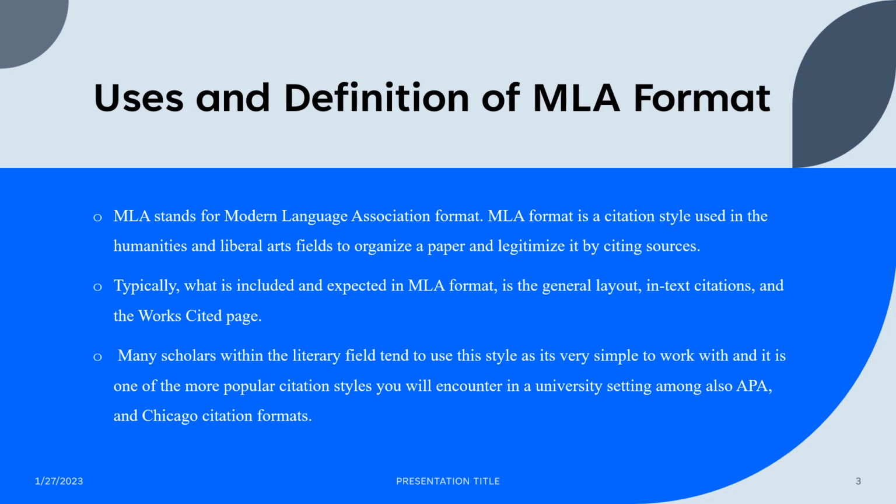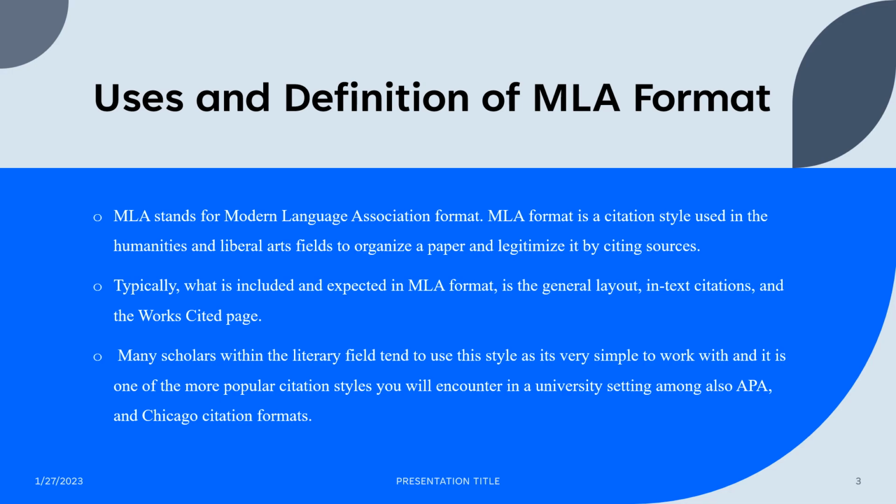MLA, which stands for Modern Language Association Format, is a citation style used in the humanities and liberal arts fields to organize a paper and legitimize it by citing sources. Typically, what is included and expected in MLA format is the general layout, in-text citations, and the works cited page. Many scholars within the literary field tend to use this style as it's very simple to work with, and it is one of the more popular citation styles you will encounter in a university setting, among also APA and Chicago citation formats.